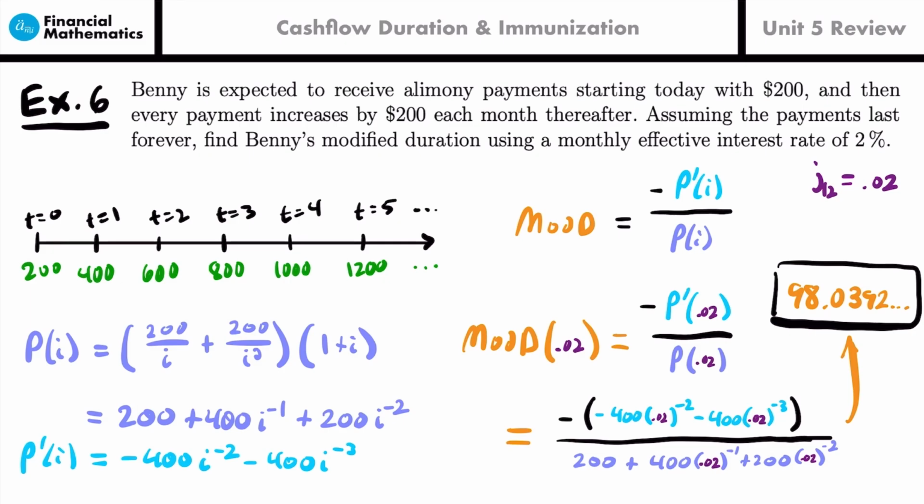All right, but that's it for my 6th review problem for Unit 5 on cash flow duration and immunization, and it's also the last review problem for this video.